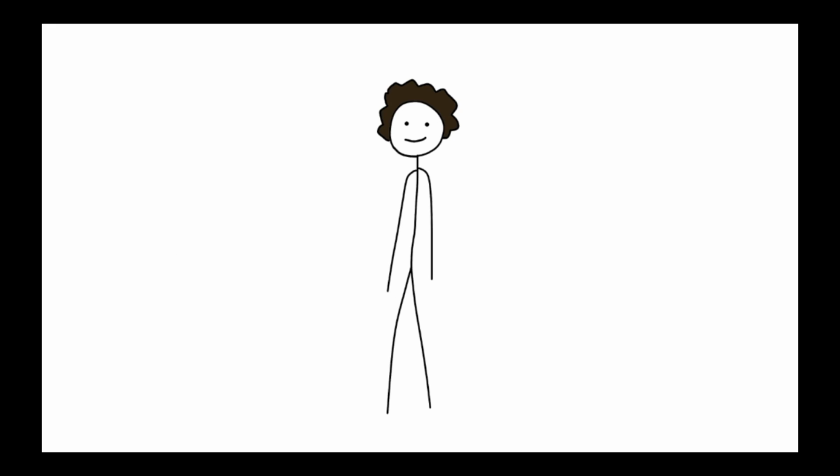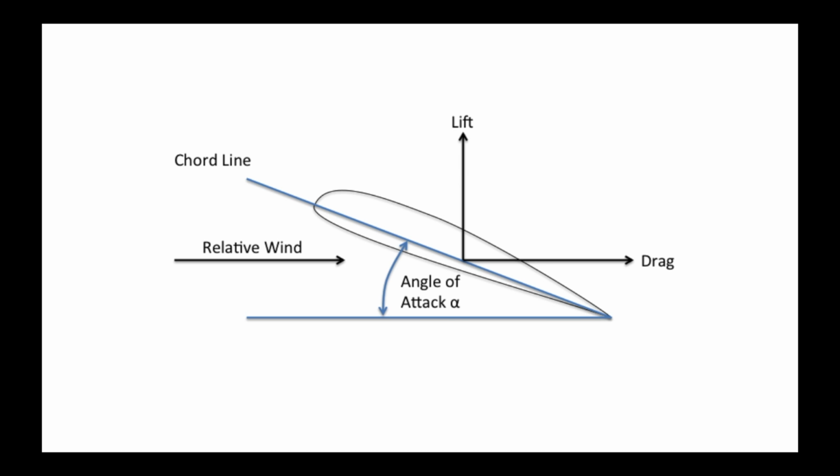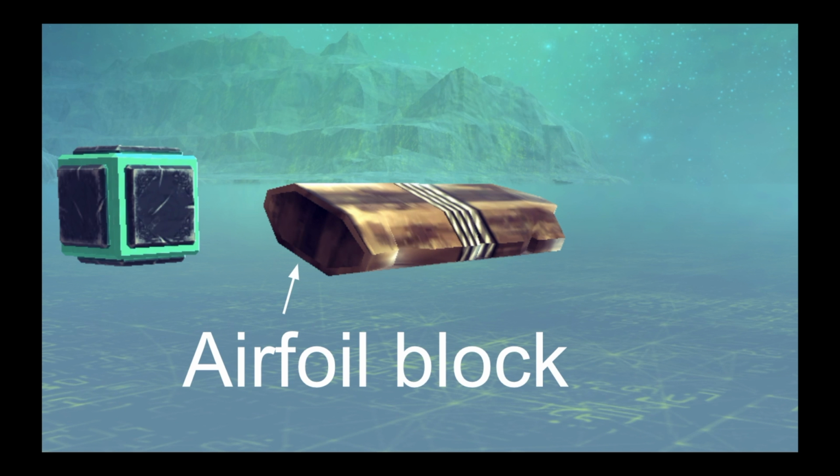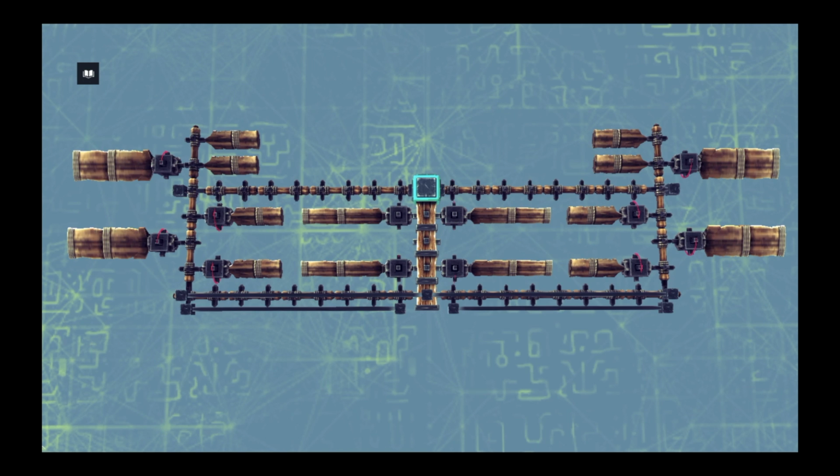We can generate more or less lift based on the angle of the airfoil turning the airflow, which is called the angle of attack. This also helps us roll the plane by using ailerons with variable angles of attack to generate more or less lift on either side of the plane. Our simulation provides us with an airfoil block which, depending on the angle of attack, generates variable lift when in motion. For our plane's wings, we'll be using a bunch of these babies in tandem.